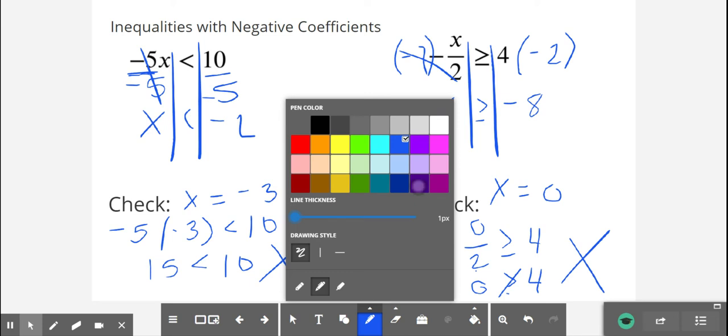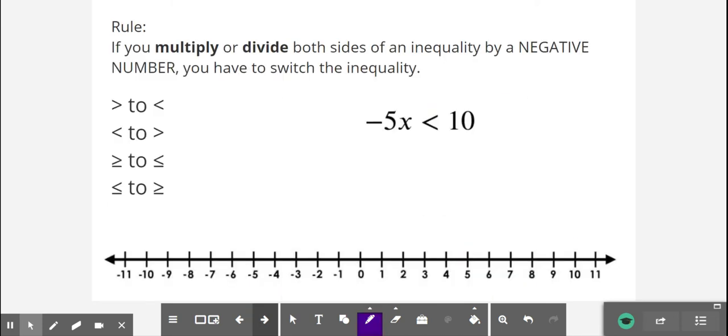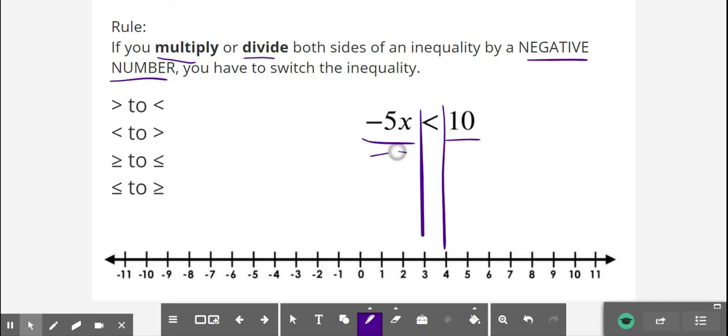The reason why this happens is because there's a rule about multiplying or dividing by a negative number. If you multiply or divide both sides of an inequality by a negative number, it makes it false. So what we have to do is switch the inequality. So when I divide it by negative 5, that makes the inequality false. So to fix it, I have to switch the symbol around. So less than becomes greater than. So my solution to this one is x is greater than negative 2.